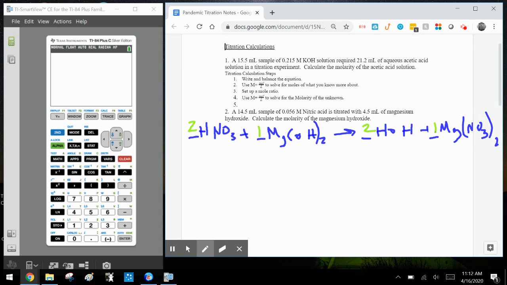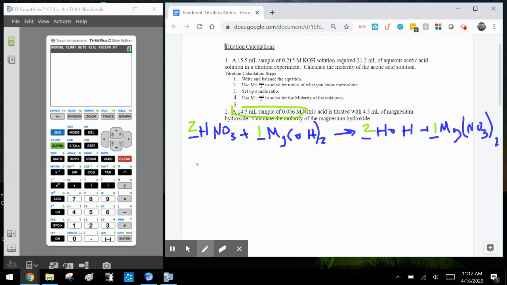Okay. So step number two, I'm going to use the molarity formula to solve for the moles of what I know the most about. In the titration calculation, I know more about one substance, meaning I know the volume of it and I know the molarity. In question number two, I know more about nitric acid than I do about the magnesium hydroxide. I know the volume and I know the molarity. So I'm going to use the molarity formula to solve for moles.